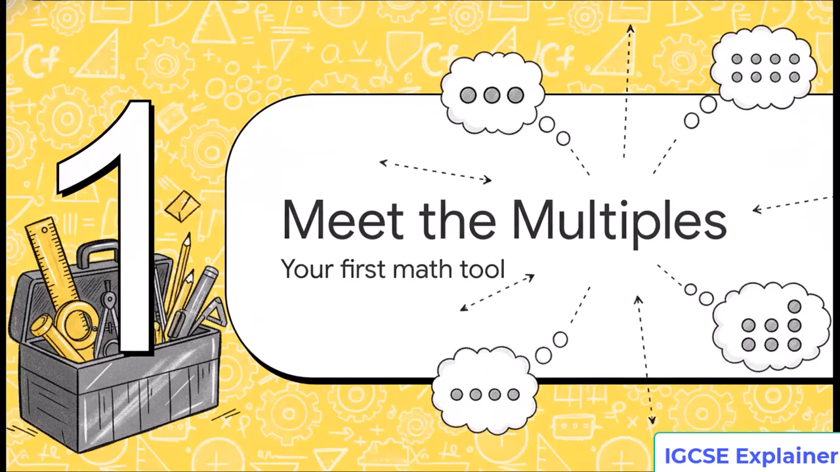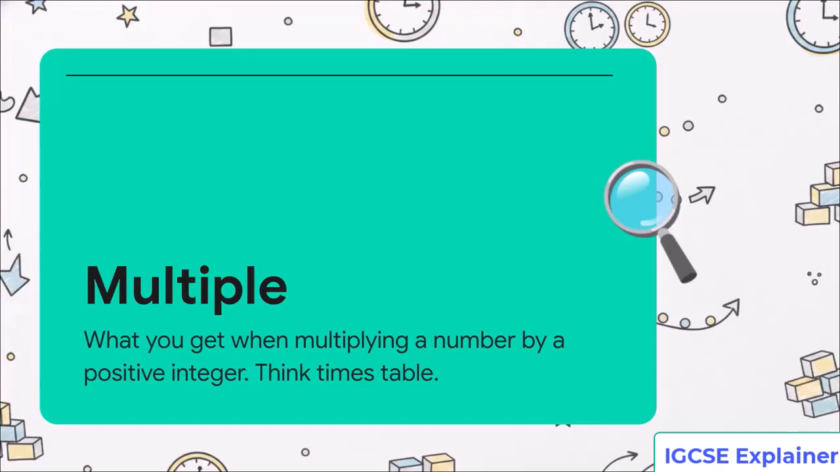Section 1. Meet the multiples. So what exactly is a multiple anyway? Well, the simplest way to think about it is really just as a times table for a specific number. It's simply what you get when you multiply a number by a positive integer, like 1, 2, 3, and so on. Now, there are two golden rules for multiples that are absolutely crucial to remember.